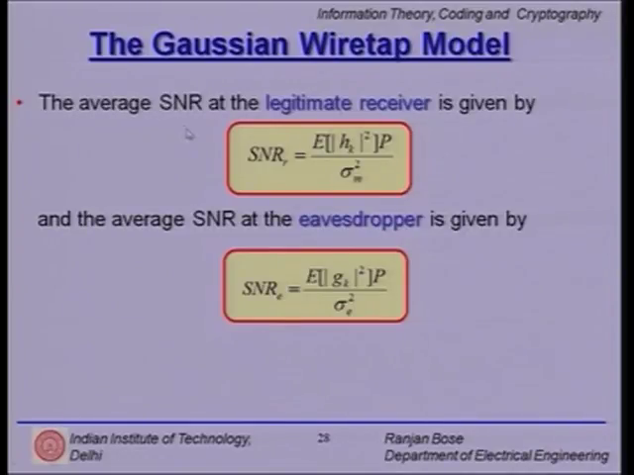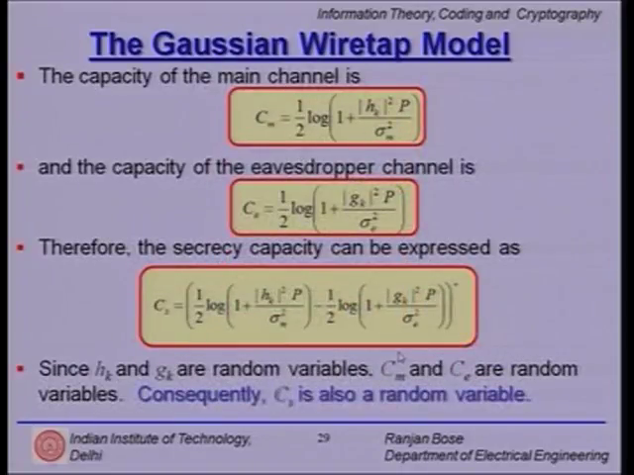So it is easy to calculate the average SNR at the legitimate receiver. It is given by this expression, and the average SNR at the eavesdropper is similarly given by SNR sub e with this expression. Okay? So we have the expectation of the channel gain times the power normalized by the noise power. So, the capacity of the main channel Cm is simply plugging in the values in the expression for the capacity of the Gaussian channel, because we are talking about the Gaussian channel here, and the capacity of the eavesdropper channel is similarly like this. Okay?